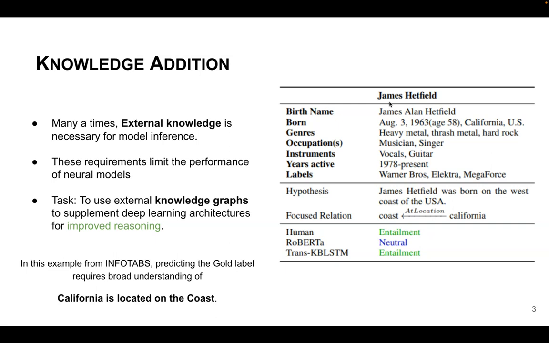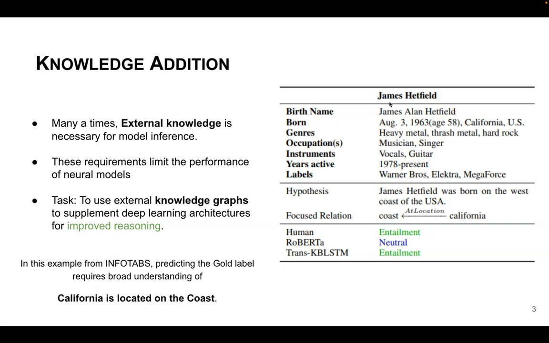So the main thing we are looking at in this paper is how we can make this task of tabular inference, where there is a premise which is a table and a hypothesis statement which we have to determine whether it's entail, contradict, or neutral, work well by adding knowledge to it. So how can we add some external knowledge to make this model improve? The dataset we deal with, InfoTabs, shows that this task requires lots of common sense and knowledge to work effectively. So the task we look at is to use an external knowledge graph which can supplement our deep learning models to improve reasoning.